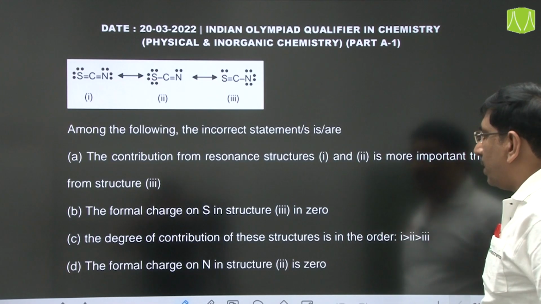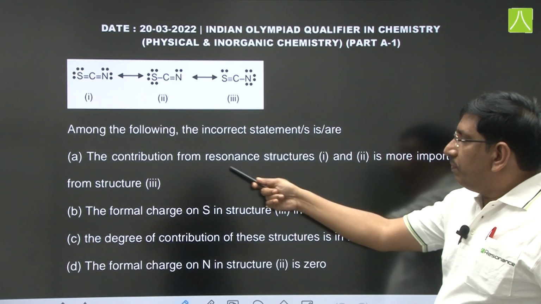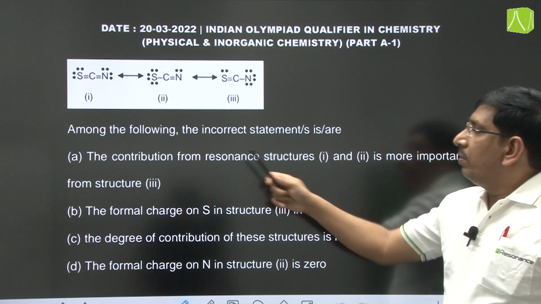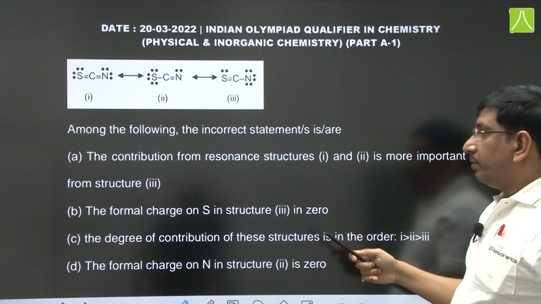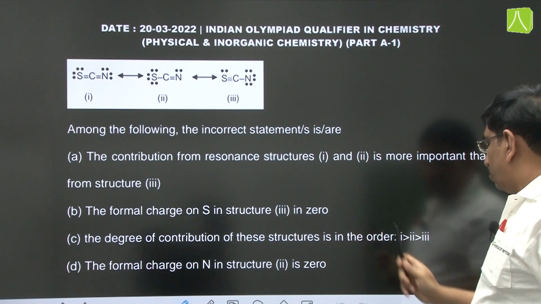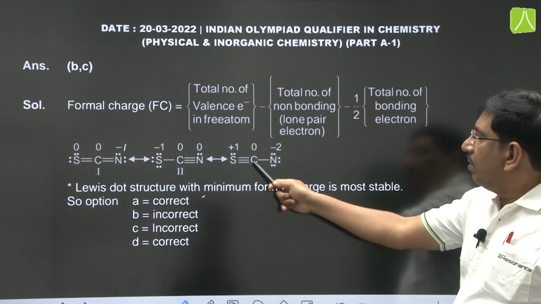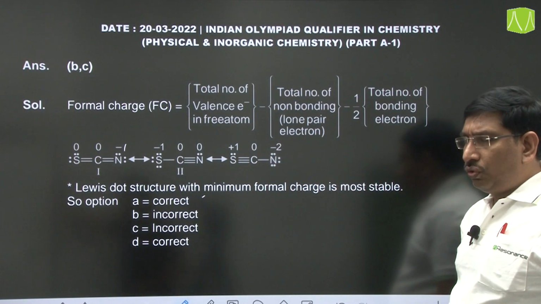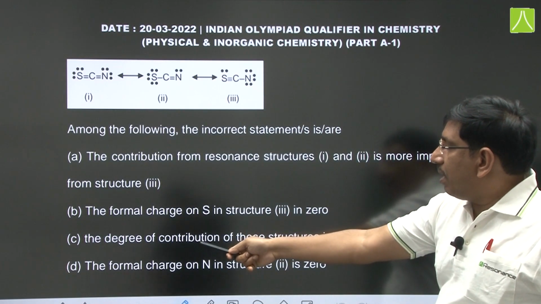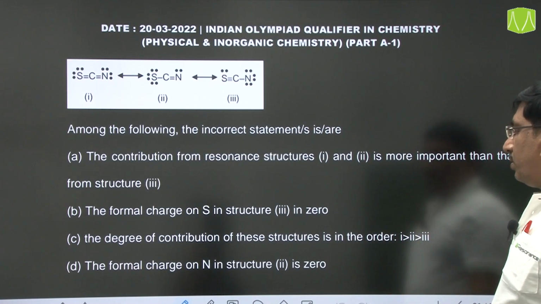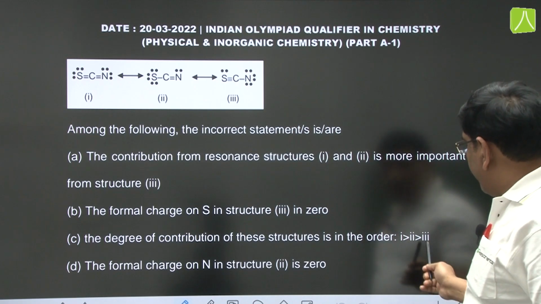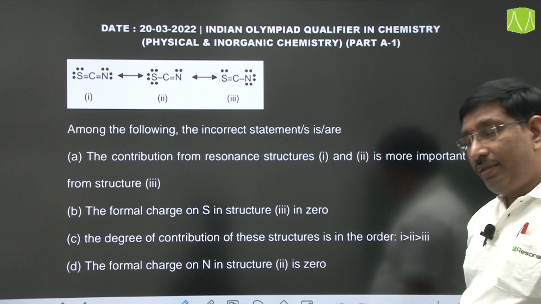तो अब हम आएंगे यहाँ ऑप्शंस में। The contribution from resonance structures 1 and 2 is more important than that of from structure 3. Yes, it is correct. The formal charge on sulfur in structure 3 is 0. Structure 3 में formal charge on sulfur 0 बता रहे हैं, no, it is +1. The degree of contribution of these structures is in the order 1 greater than 2 greater than 3. No, it should be 2 greater than 1 greater than 3.